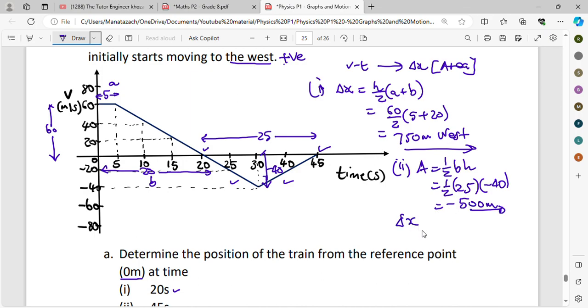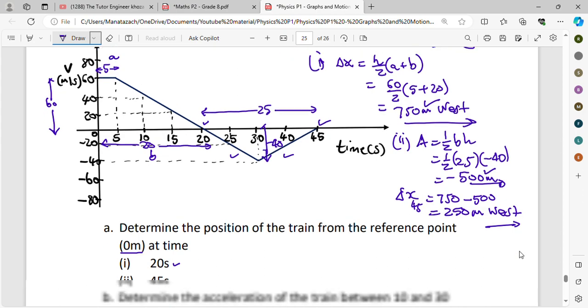Since we're interested in the displacement at 45 seconds, we know that the displacement is cumulative. So you must add 770 minus 500, and then the displacement is going to be 250 meters. Since it's positive, it's going to be moving towards the west. Okay, so that is it for question A.